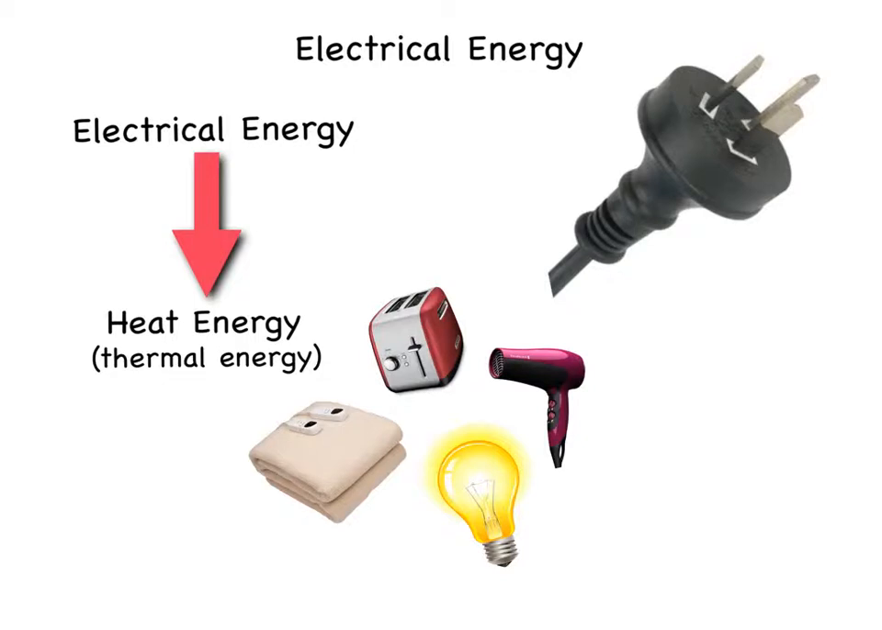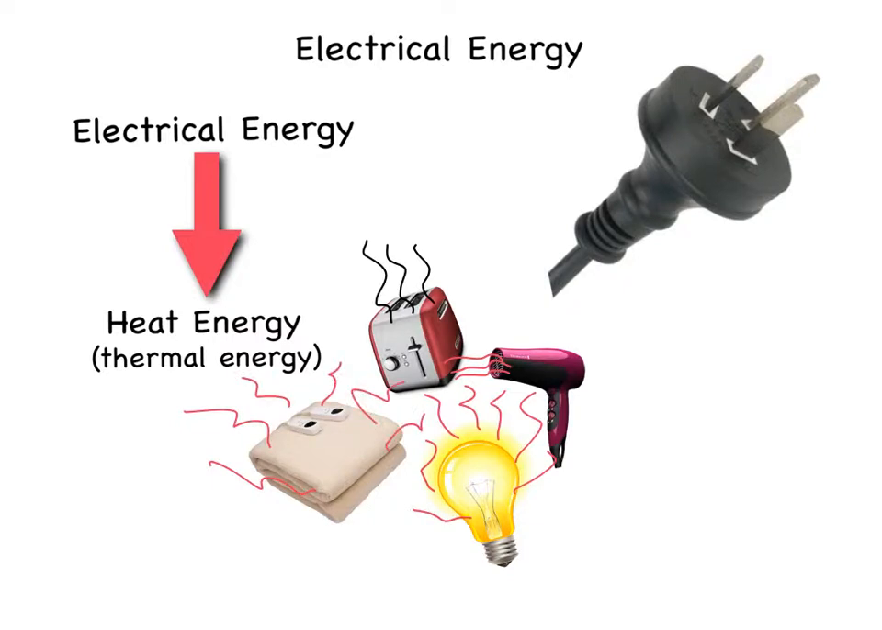and something gets warm, like your toaster getting warm as it's cooking the toast. Oh, they should be red. I'll try again. Your hair dryer is blowing hot air. Your light bulb is heating up. These are heat lines, heat waves. Can't you tell? And your electric blanket gets nice and warm and cozy. Doesn't that look nice and warm?